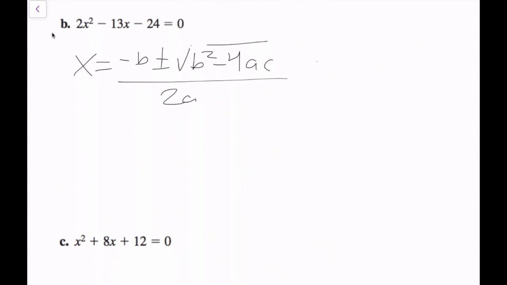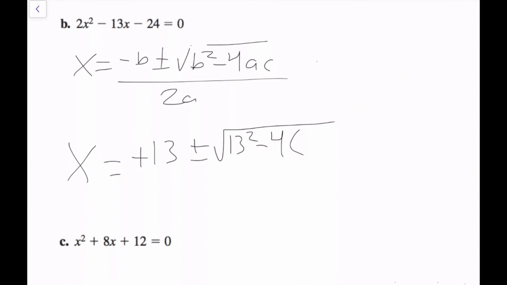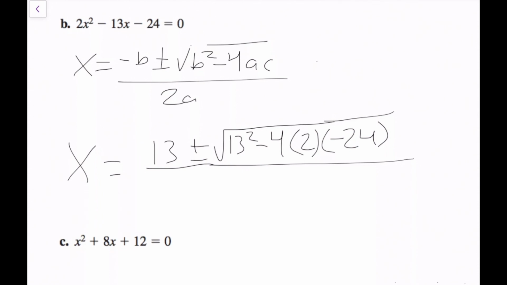Now I'm going to plug my values in. A is 2, b is negative 13, c is negative 24. So I'm going to get x equals positive 13 plus or minus square root of 13 squared minus 4 times 2 times negative 24, all over this whole entire thing. And I don't even need this positive sign now that I'm looking at it. All over 2 times 2. So I could do this out, but I am just going to use my calculator.